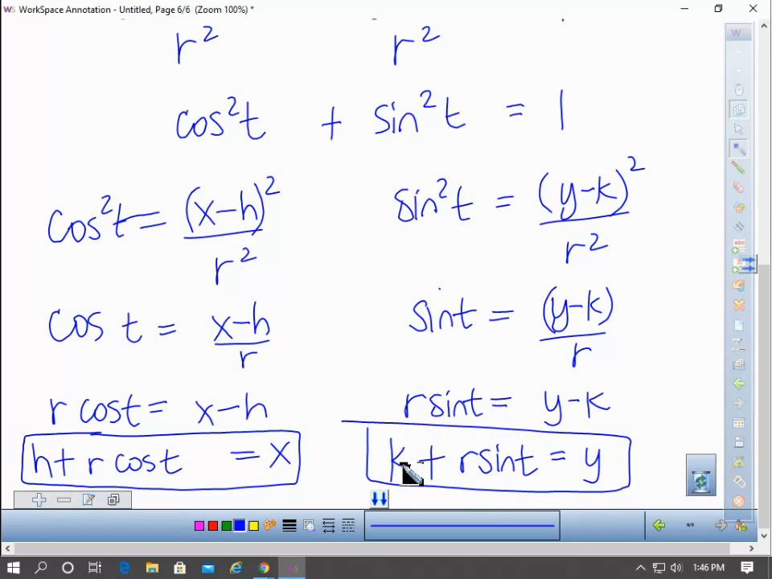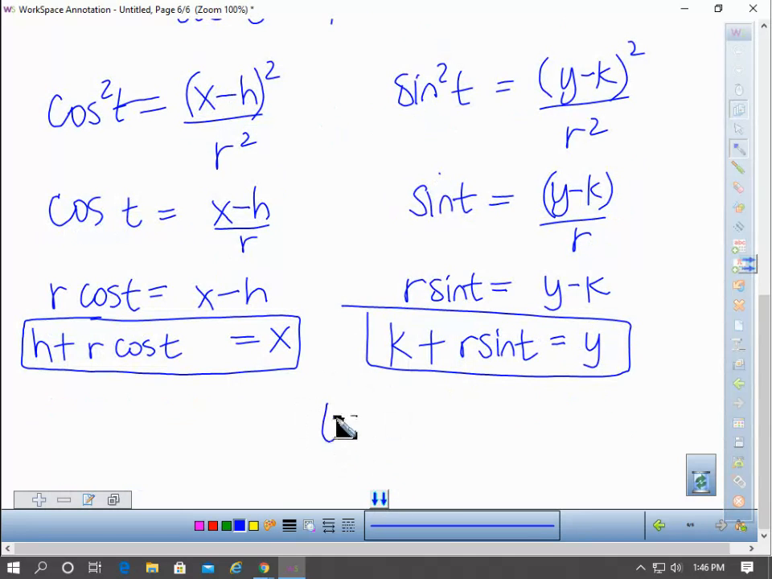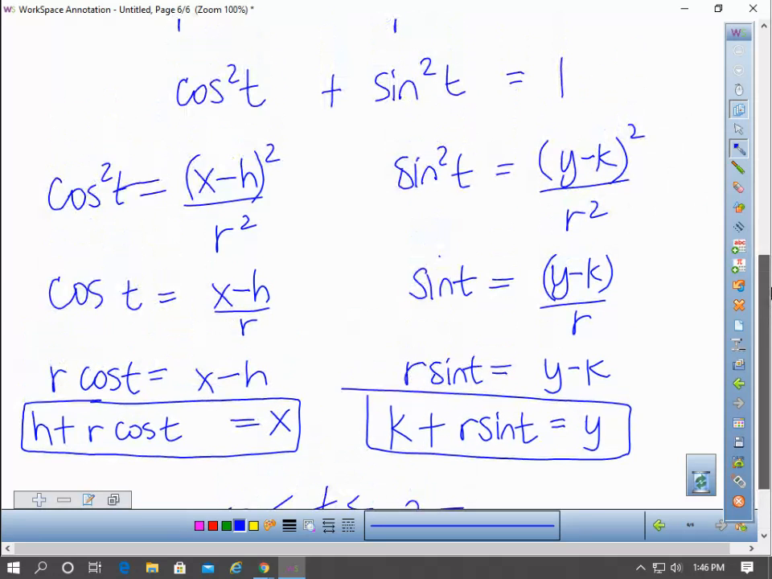So these are parametric equations, one for x and one for y. They're written in terms of t for any circle with center h, k and radius r. So that would be a generic pair of parametric equations for the circles. And our t would go from 0 to 2 pi. Okay, and that would circle you one time around your circle. All right, so that's how you get parametric equations.